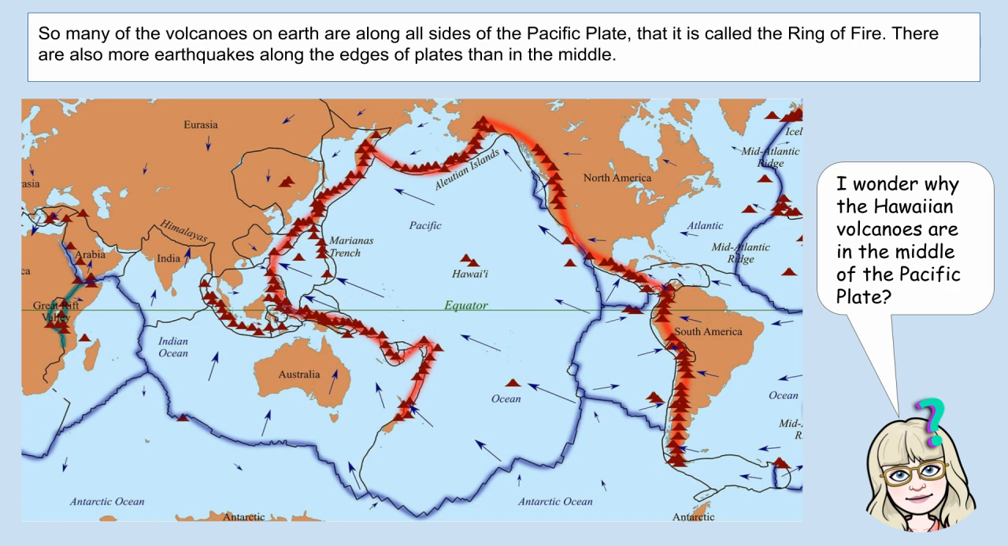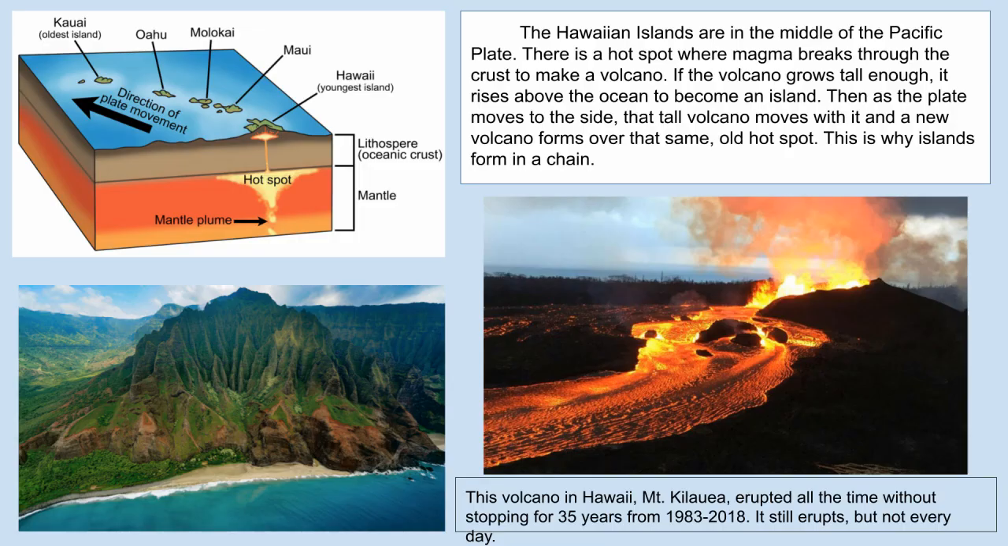So many of the volcanoes on Earth are along all sides of the Pacific plate that it's called the Ring of Fire. There are also more earthquakes along the edges of plates than in the middle. But I wonder why the Hawaiian volcanoes are in the middle of the Pacific plate, not at the sides. The Hawaiian Islands are in the middle of the plate. There's a hot spot where the magma breaks through the crust to make a volcano. If the volcano grows tall enough, it rises above the ocean to become an island.